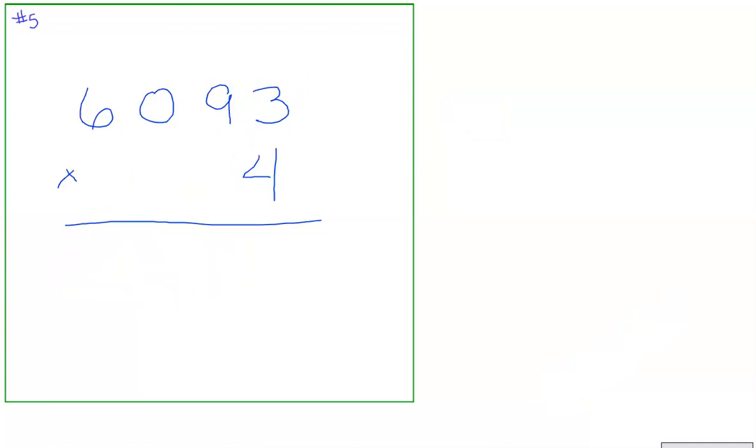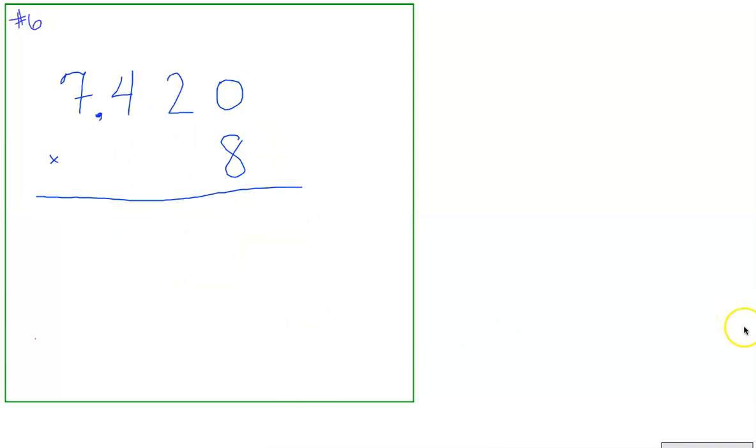All right, the next two problems you're going to do on your own. I will go ahead and set this up for you, even though I'm pretty sure by now you can do it by yourself. So problem number 5 is 6,093. I don't have a comma there. Let me put one in there real quick. 6,093 times 4. All right, and the last one, I'm going to let you set this one up all by yourself. The last one, number 6, is 7,420 times 8. You can do this. Give it your best shot.